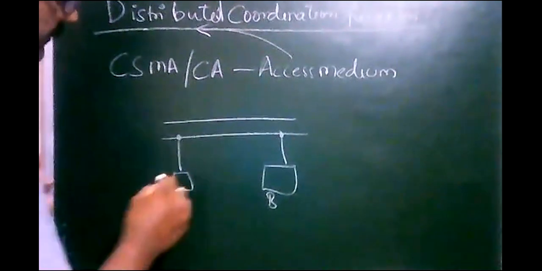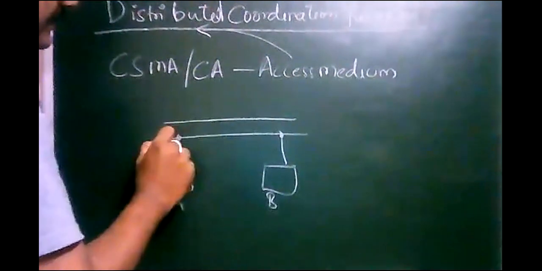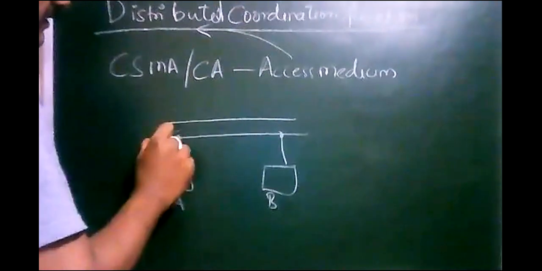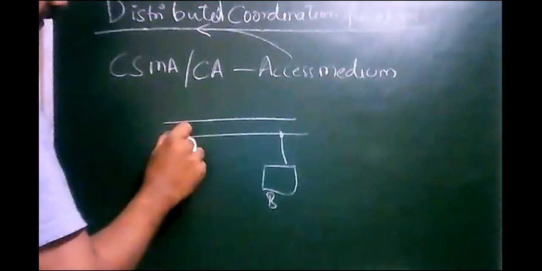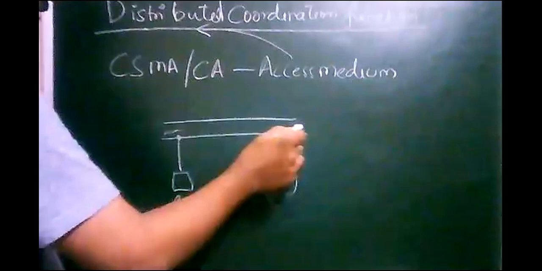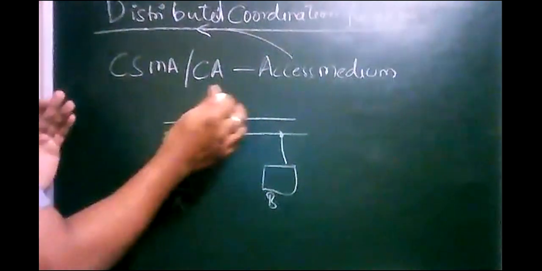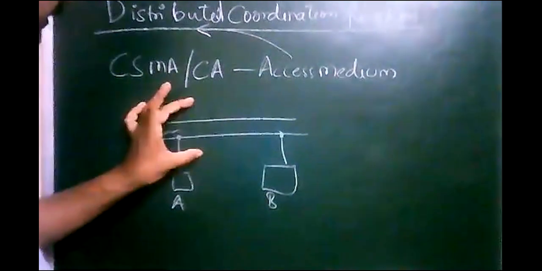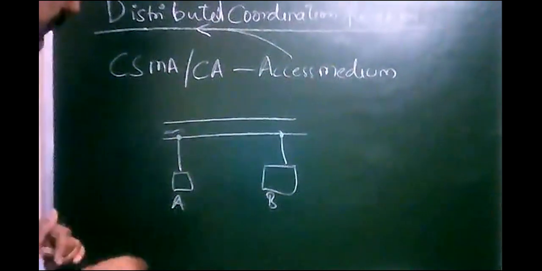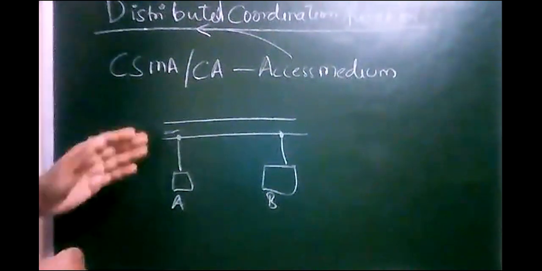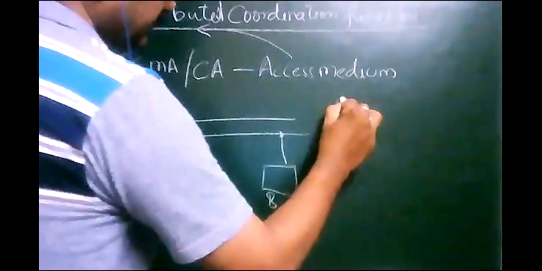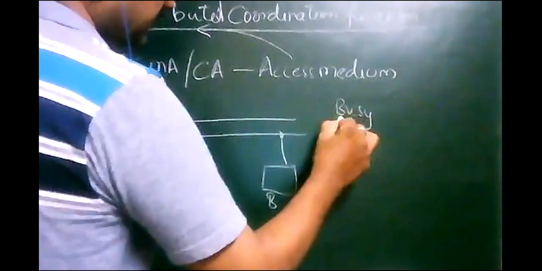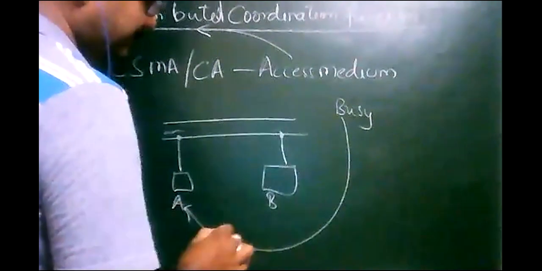First, it will send a carrier sensing signal, where it checks whether the channel, the network line connection, is busy or not. After checking, if it is busy, what happens? If it is busy, it will wait.